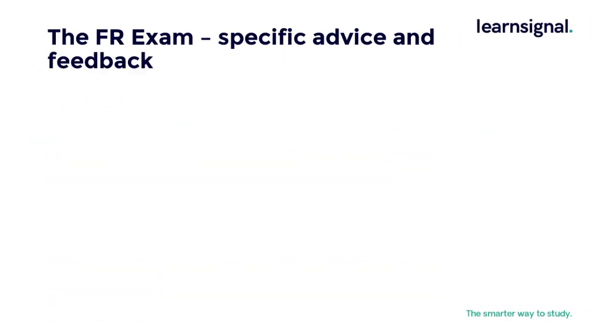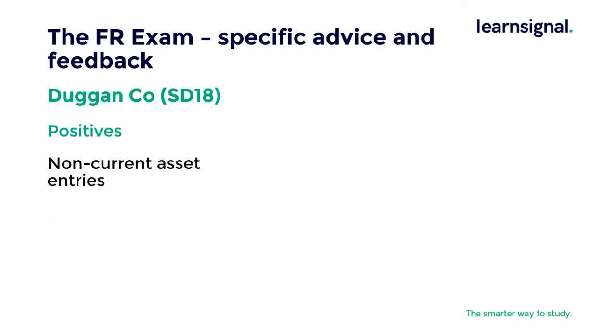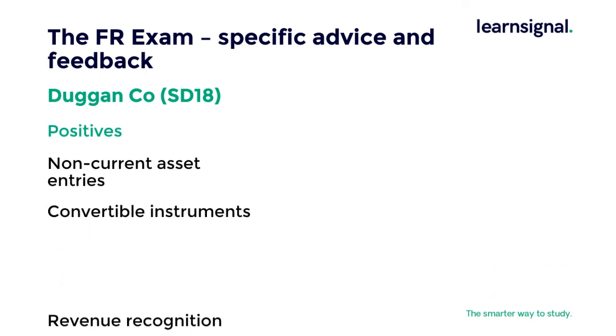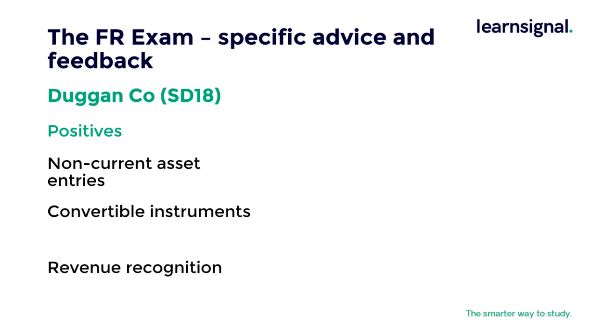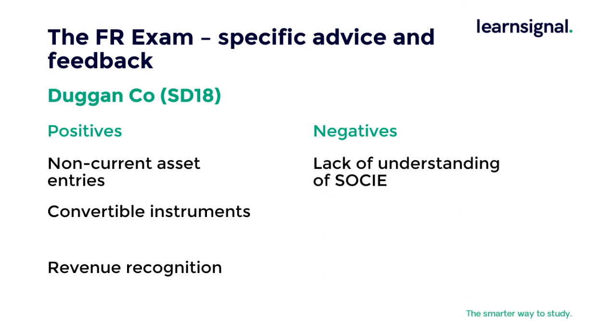For Due Company, positive performance was noted in the area of non-current asset entries, convertible instruments, and revenue recognition. However, there was some poorer performance noted, including lack of understanding of the statement of changes in equity, significant minority interest, not attempting earnings per share, and questions involving deferred tax.